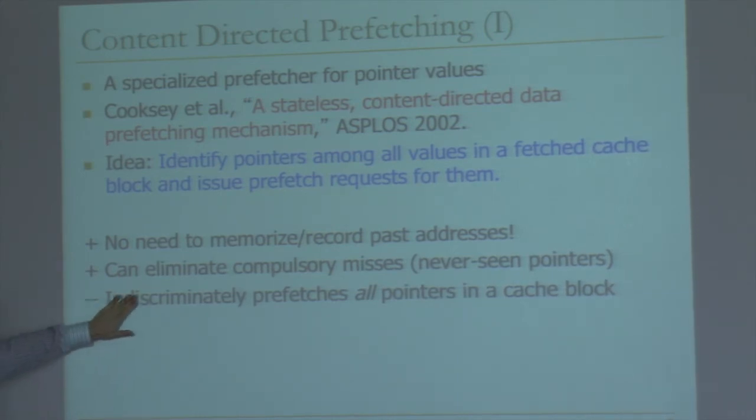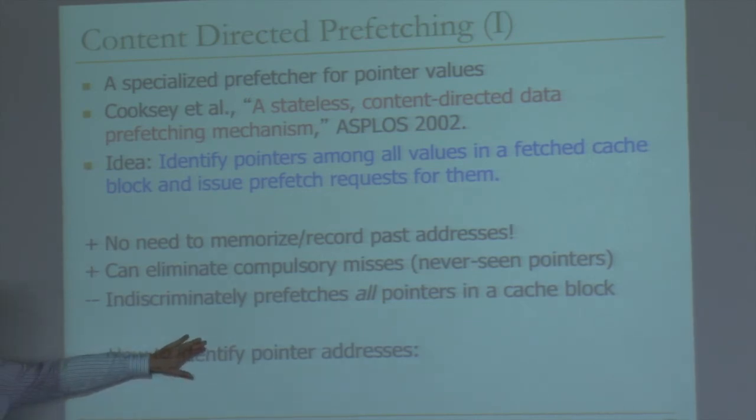The downside is now you're indiscriminately prefetching all pointers in a cache block. What if you're not using any of them, right? They're just pointers. Maybe you're not going to access any of them. I'll give you an example of that. So you could actually improve that with some software hints. How do you identify pointer addresses? This begs the question. This is going to be similar to address value delta prediction. Do you guys remember address value delta prediction?